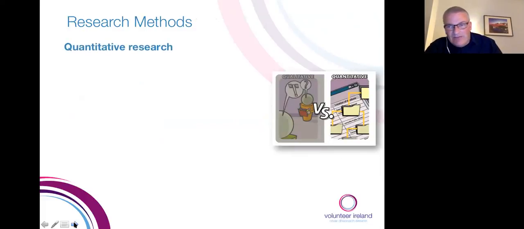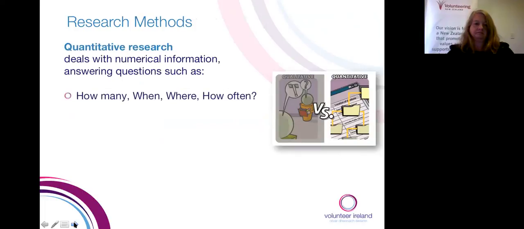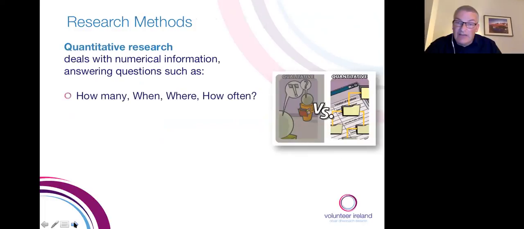So if you haven't heard of the various research methods that we've got, the first, I suppose, is the quantitative. So that's numerical information that we want to gather. So answering questions like, how many times do you volunteer? When do you volunteer? In the morning, the afternoon? Where do you do it? And how often does it happen?